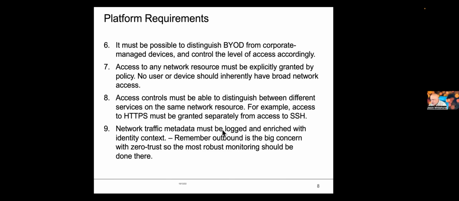Access controls have to be able to distinguish between services and what the risks are for those services: HTTPS, SSH, FTP, RD Web, they go on and on. The metadata that comes from the network traffic outbound, you can do inbound too, but outbound's the key, must be logged and enriched. What does enrich mean?